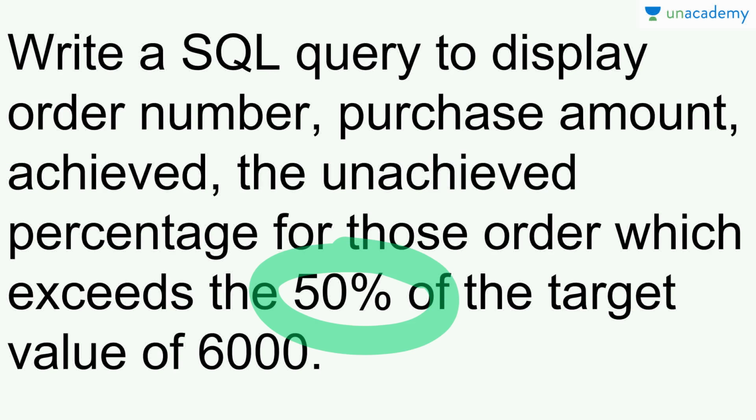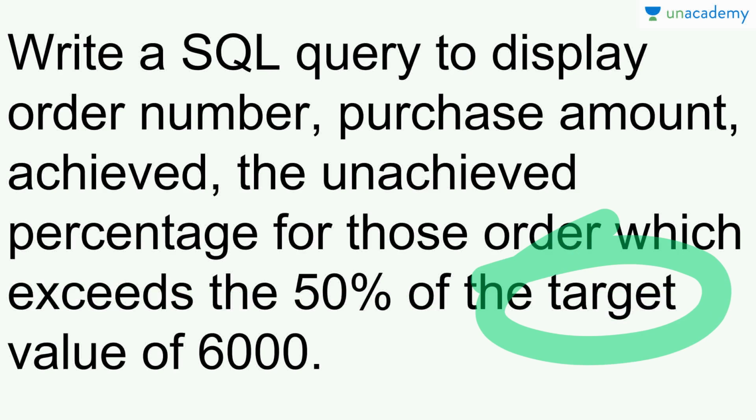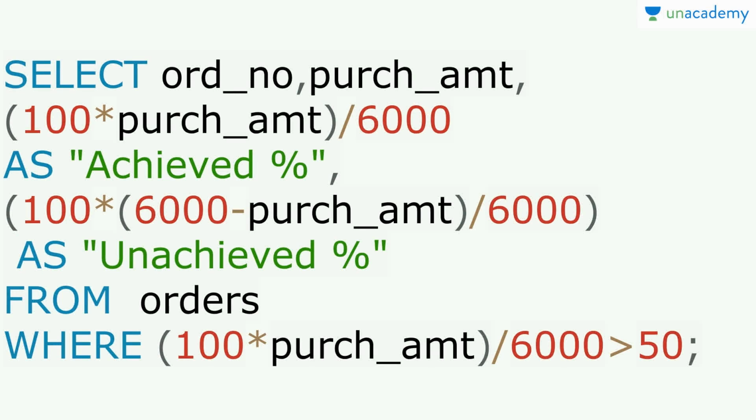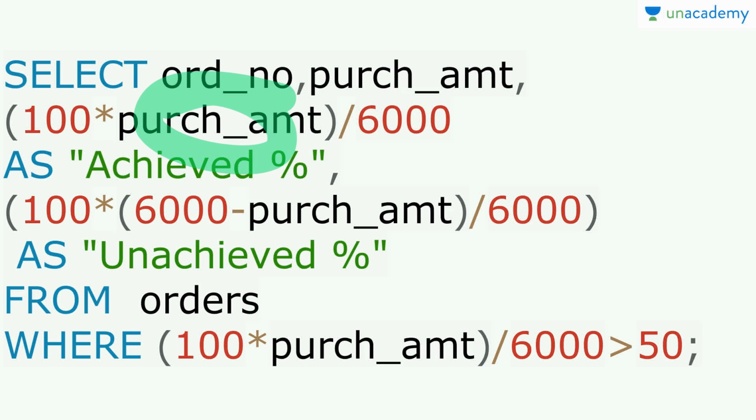See here, for those orders which exceed 50% of the target value of 6000, and our target value is 6000. Okay, so the query will be: select order number, purchased amount. Now we have to find achieved percentage. So what will it be? Total purchased amount into 100 divided by 6000. This is the formula for finding what percentage this is of this.